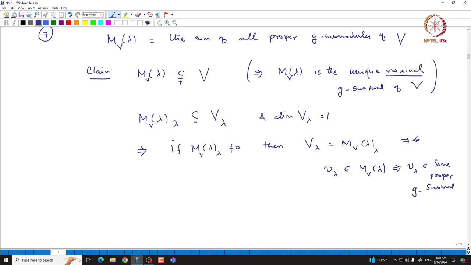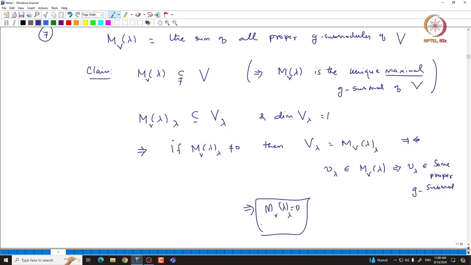Because M_V of lambda is the sum of all proper submodules, if you take any proper G submodule, then the lambda weight space of that must be 0. So if you look at M_V of lambda, which is the sum of all proper G submodules, there again the lambda weight space must be 0, there is no other option. So this forces that the lambda weight space of M_V of lambda is 0.